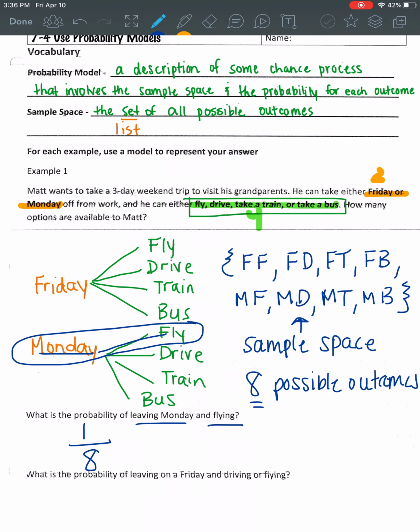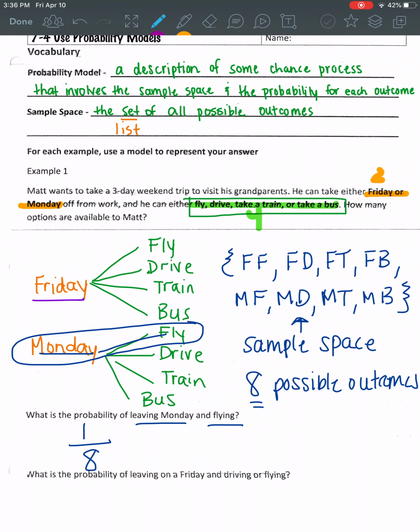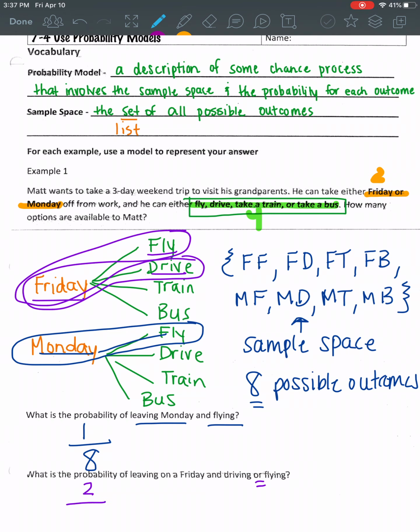What is the probability, I'm going to change colors here, let's do purple, of leaving on Friday and driving or flying? So now we have that word "or." Here's Friday flying. Here's Friday driving. So now we have 2 favorable outcomes, what we're looking for, and it's still out of a possible 8 outcomes. So 2 out of 8, now we can simplify that to 1/4. Remember, we can change these into decimals or percents. For today's sake, I'm just going to keep them as fractions for our probability. So there's our probability of leaving Friday and driving or flying.